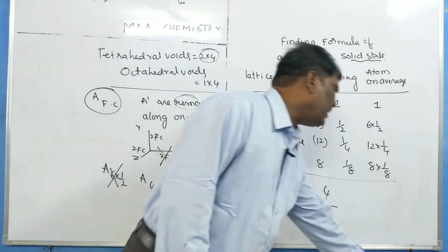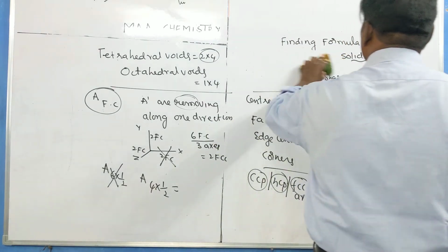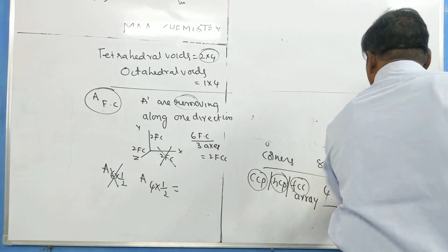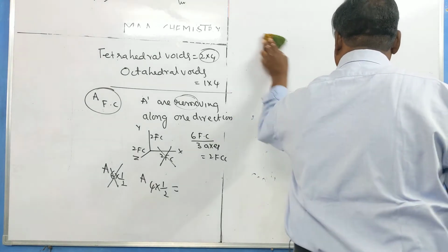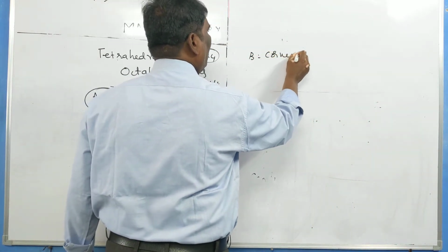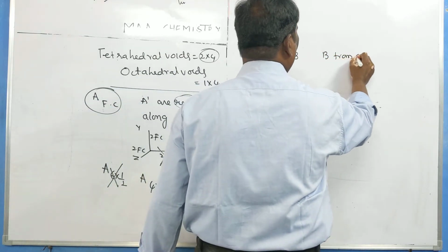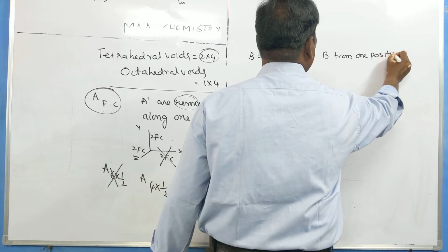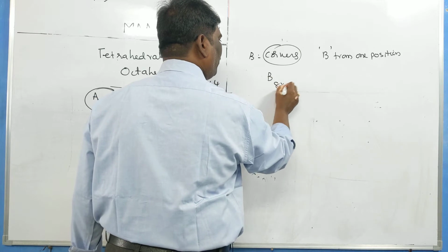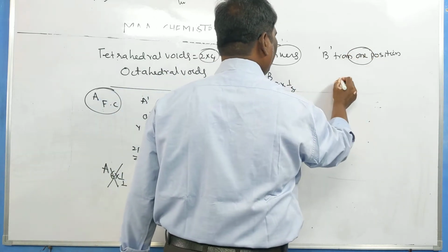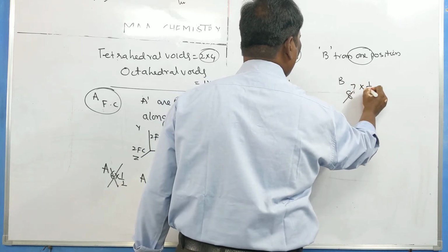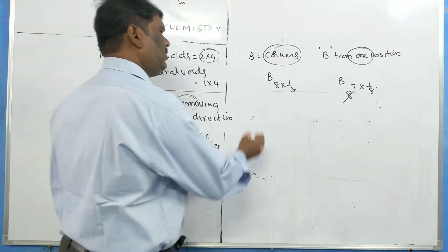Another hint is they will say B is occupying the corner, but one position is removed. B occupies the corner, but B is missing from one position. Now for corner what do we write? 8 into 1 by 8. But they told one position is missing, so instead of 8 we write 7 only. That's why it is better to write 7 into 1 by 8.